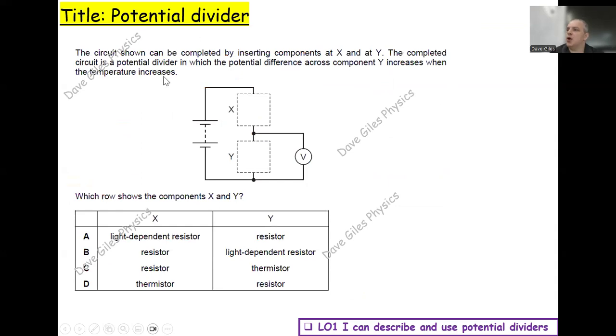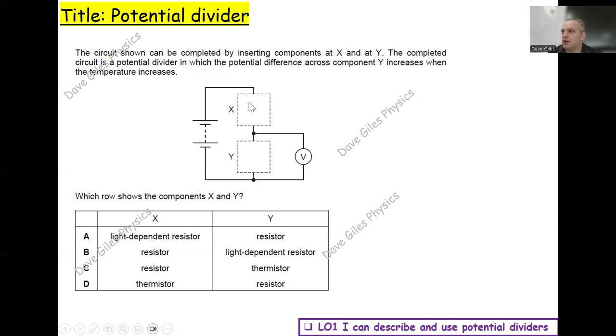Okay. The circuit shown can be completed by inserting components X and Y. The complete circuit is a potential divider in which the potential difference across component Y increases when the temperature increases. Which row shows the correct components X and Y? So if we want the voltage here to increase, then what we need is something where the resistance here will decrease.